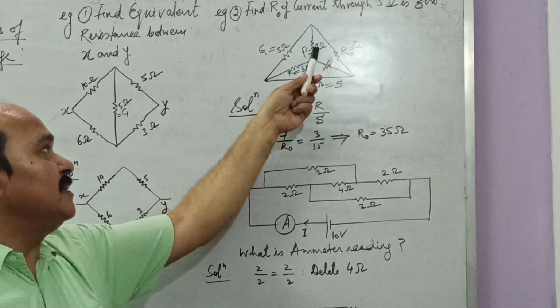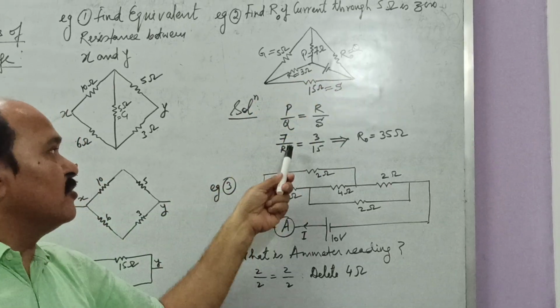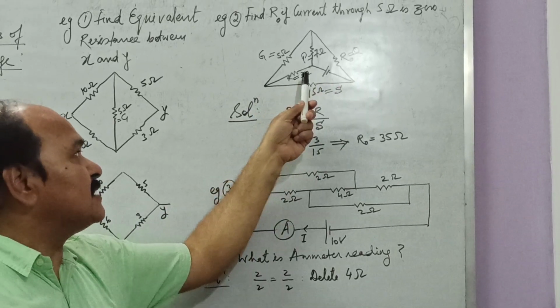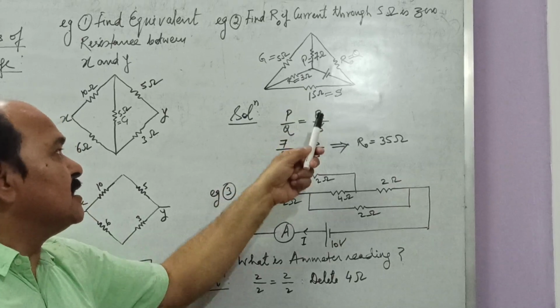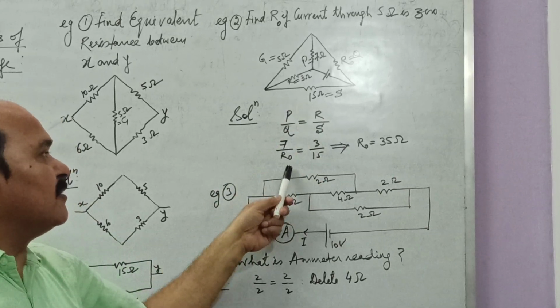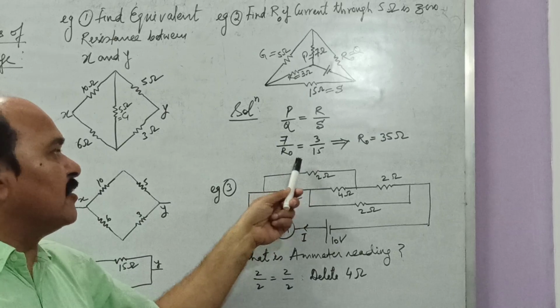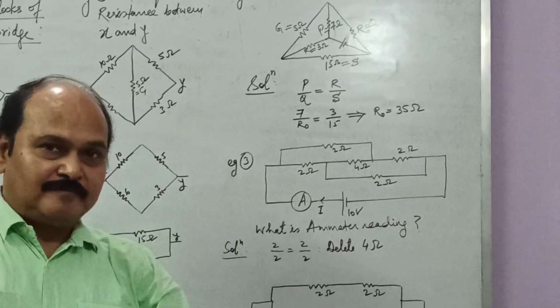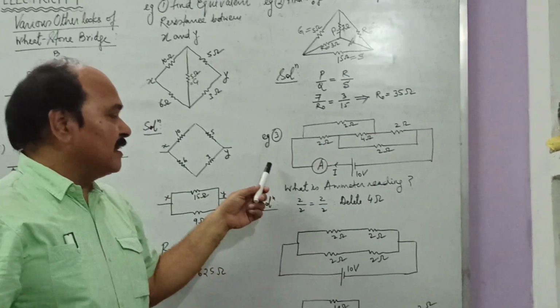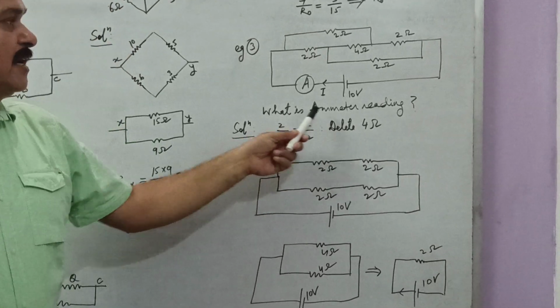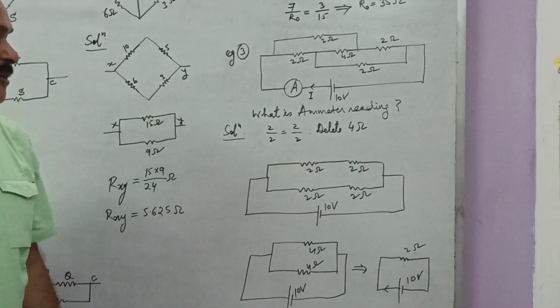So what is P? P is 7. What is Q? R naught. What is R? 3. And what is S? 15. So 7 by R naught is equal to 3 by 15, and that R naught comes out to be 35 ohm.